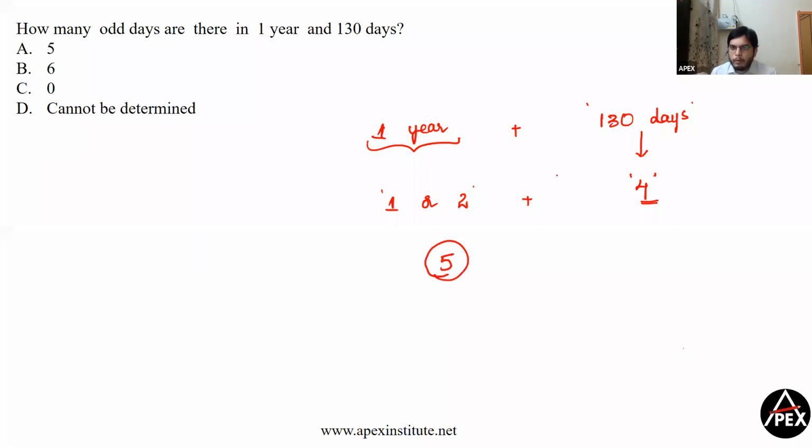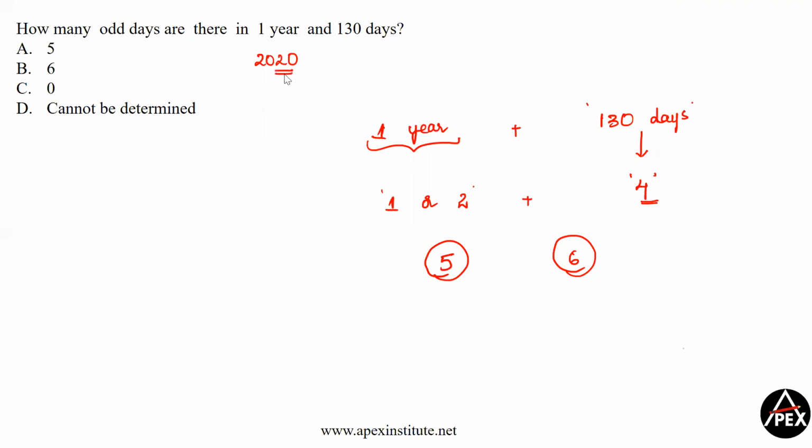Perfect, which most of you have sent me. But what if it is a leap year? If the given year is a leap year, then you will have 6 odd days. But now you don't know what type of year that is. If I tell you how many odd days are there in 2020 and 130 days, then your answer will be 6, because 2020 is a leap year.